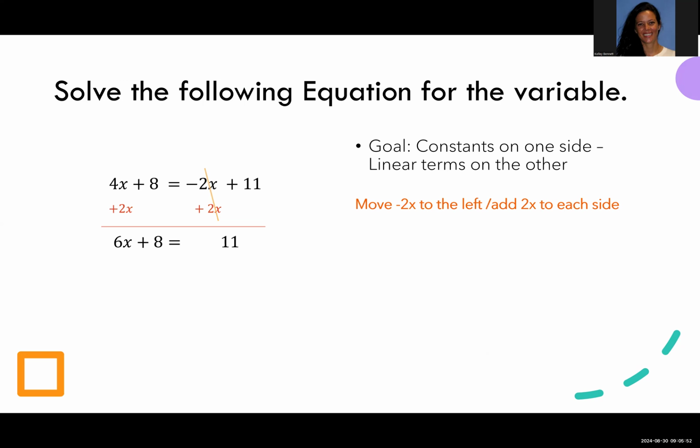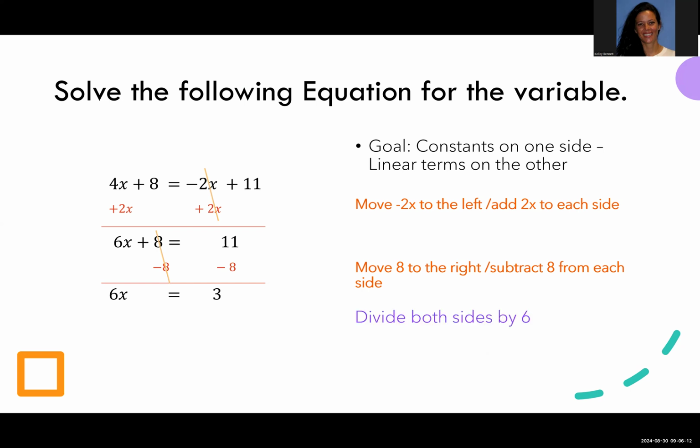But I'm still in a position where I have constants and linear terms together on one side. So I'm going to go ahead and move the 8 over by subtracting 8 from each side. And this cancels out the 8 on the left so that I have a linear term 6x on the left, and I have my constant term 3 on the right. So now I can go ahead and divide by 6 on both sides to cancel out and isolate my variable x. On the right-hand side, I have 3 over 6, which I can reduce to 1/2.